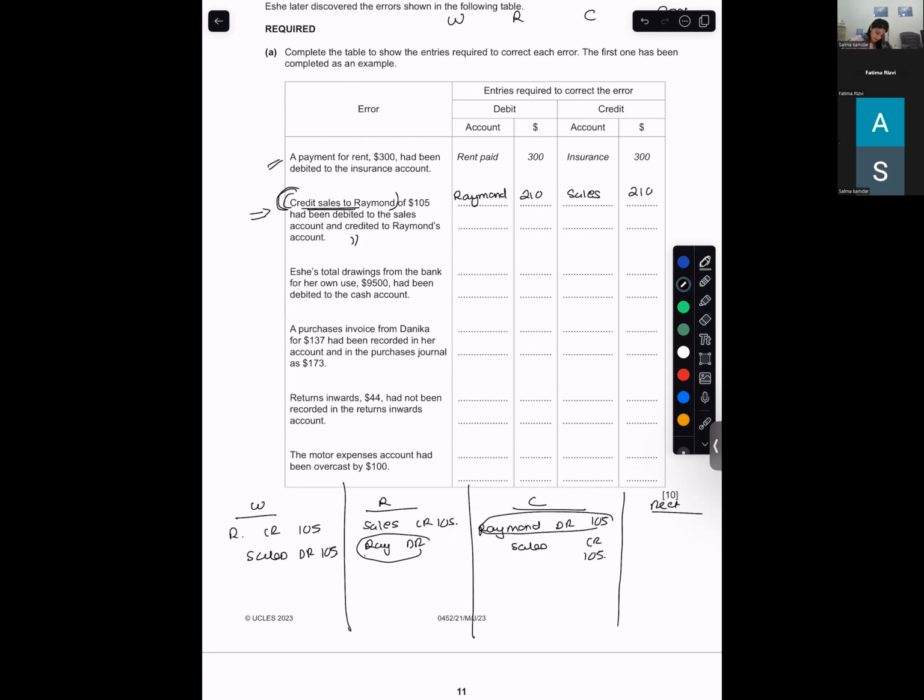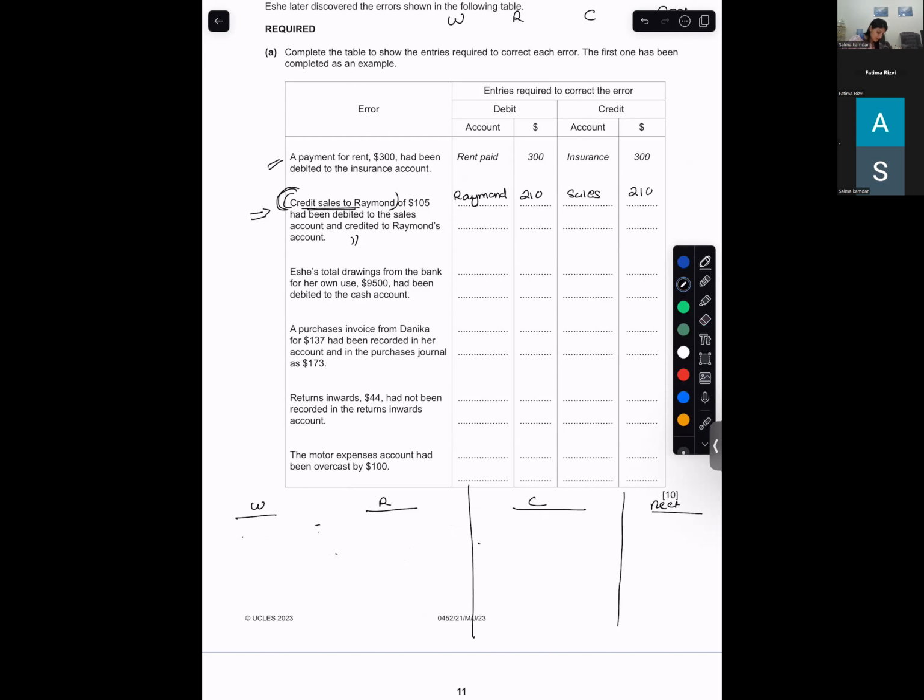Because debit, you plus it. You plus both the sums. Lovely. Come on. Next one. Mahad, I want you to read it. Yeah, miss. Okay. Eshe's total drawings from the bank for her own use is $9,500.